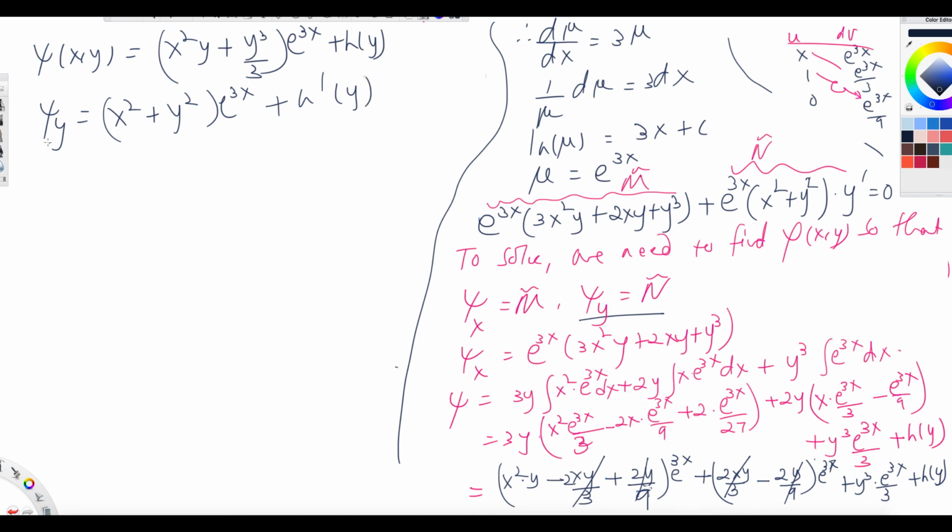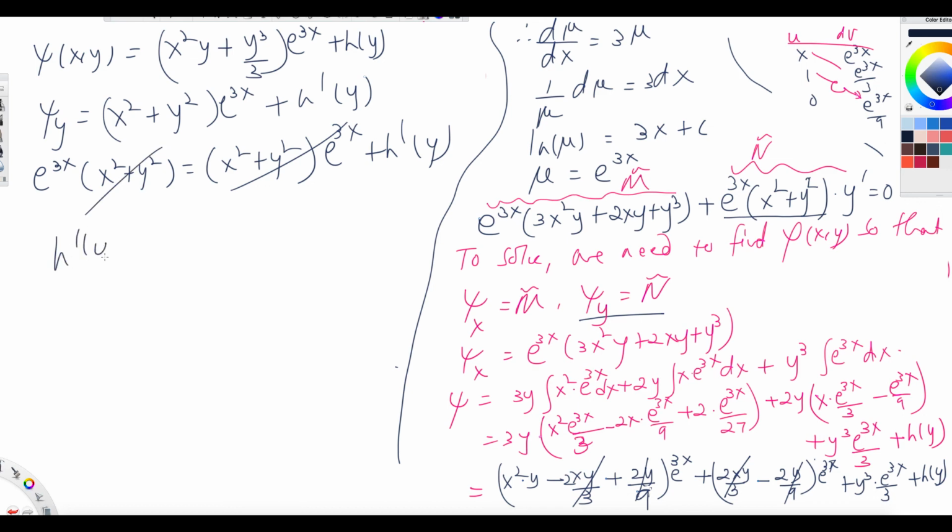But what is the value of psi y? Psi y is equal to N. What is N? N is this thing, right? So you get e to the 3x times x squared plus y squared equals x squared plus y squared times e to the 3x plus h prime of y. Wow. So if you subtract this, you will cancel out that one, right? So what do you get? H prime of y is equal to 0. So what is h of y? It is equal to a constant c.